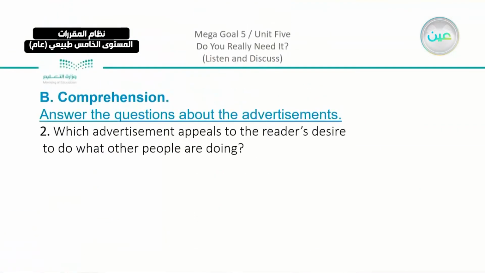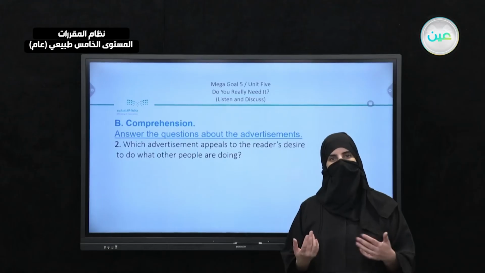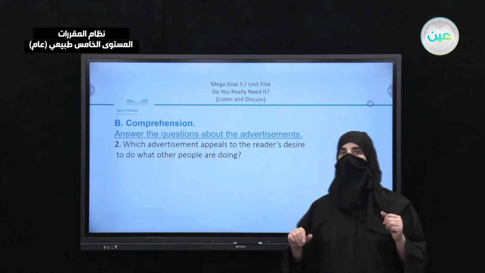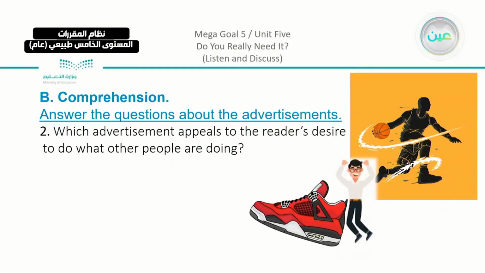The second question: which advertisement appeals to the reader's desire to do what other people are doing? Which one had a kind of comparison? She sees someone else doing something or wearing something, and she goes and does the same. If you can recall the sneakers part, we have the NBA player, the name that was mentioned. So yes, it is the Planet Mercury sneakers.